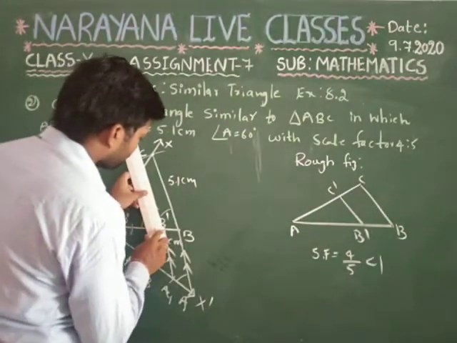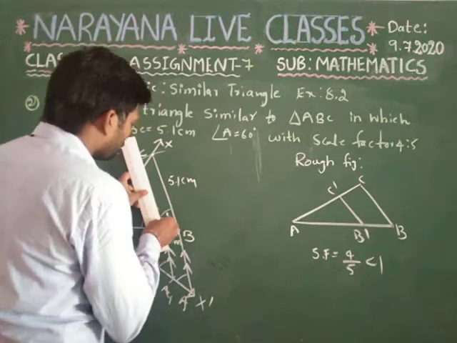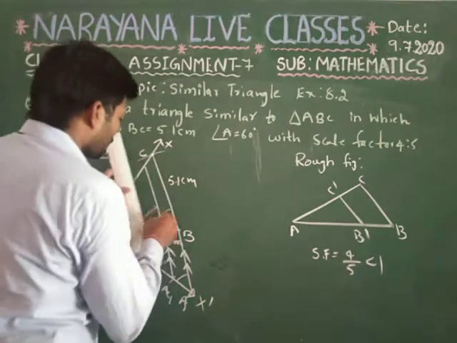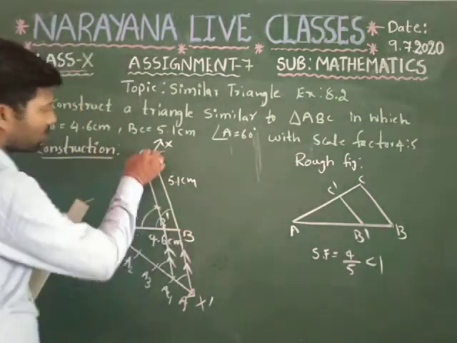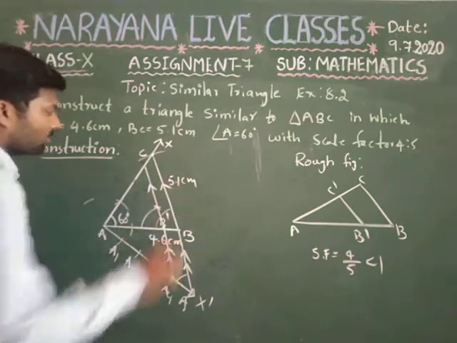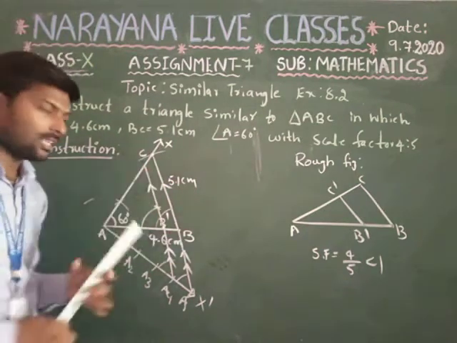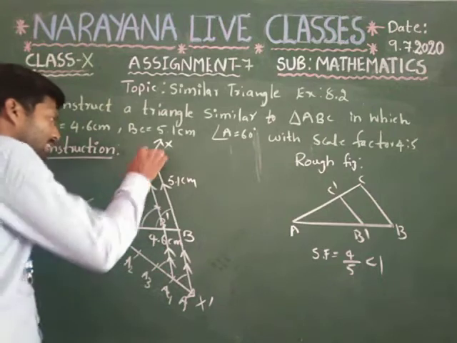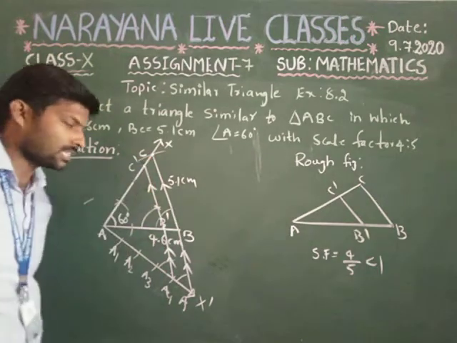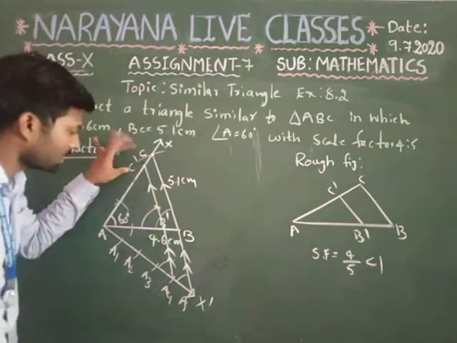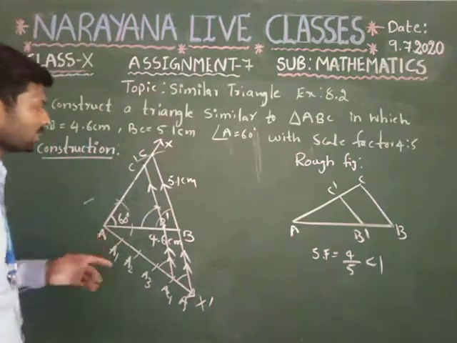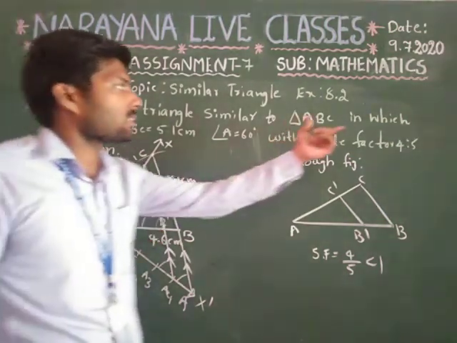Just draw the line which is exactly parallel to the given line, that is B as well as C. So it is parallel with what? B as well as C. Now this line will intersect AC at one point. Let me take it as C dash. Hence we can construct a similar triangle based on the given measurement.